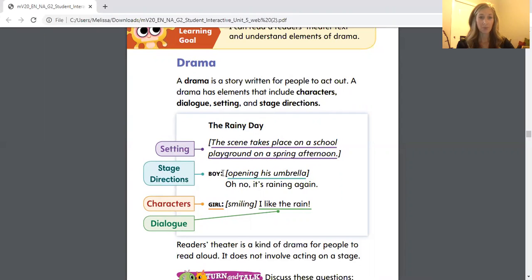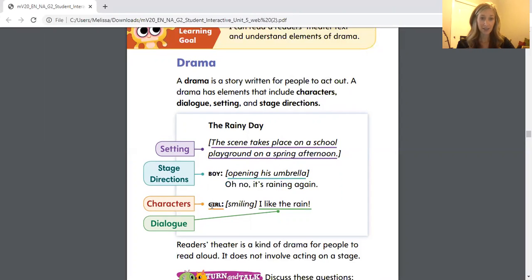So we know that this is the boy doing this. And in these, they're almost like parentheses, but they're a little more square. In these brackets, it says opening his umbrella. So that's what he's doing while he's acting. And he's actually saying, oh no, it's raining again. But while he's saying, oh no, it's raining again, he also needs to be opening his umbrella. So he's acting while he's speaking.